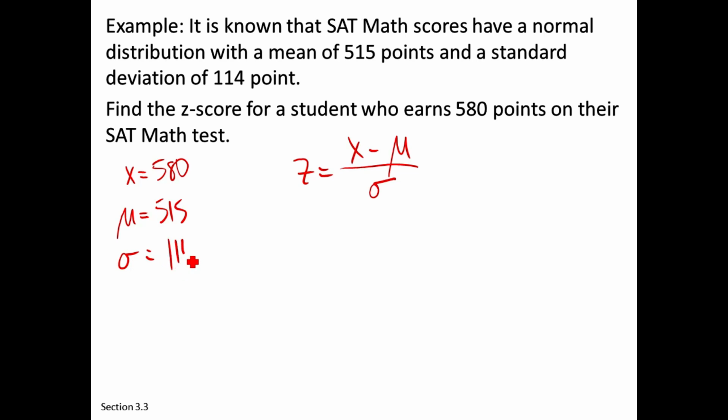114. All right. And so here, to get our z-score, we're just going to plug in the observation minus the mean all over the standard deviation. So it's 580 minus 515, so that's what, 65? And then 65 divided by 114, what do you get? We'll round it to 2. Z-scores are typically rounded to 2 decimal places. What do you get?